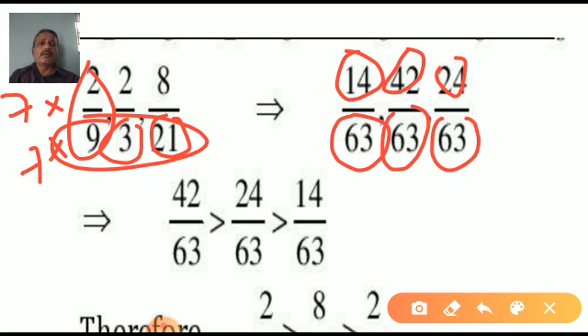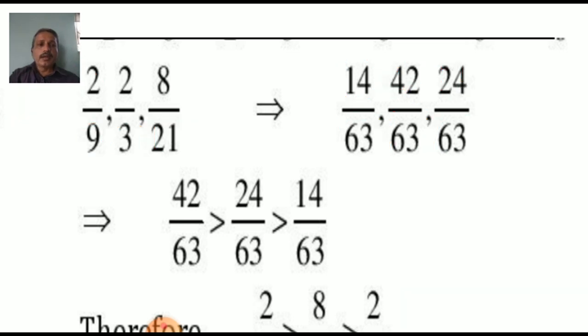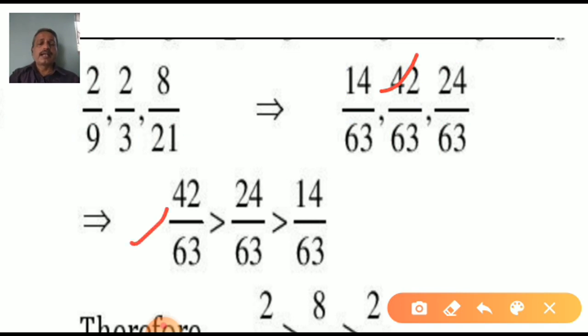Now you have the common denominator. Which is the bigger numerator? Okay, who is the bigger one here? 42 is the bigger one here. That's why you can write the bigger one first. Student, this we are discussing, is it ascending or descending? Yes, this is not ascending, this is descending order. Let's check for these things. One more.